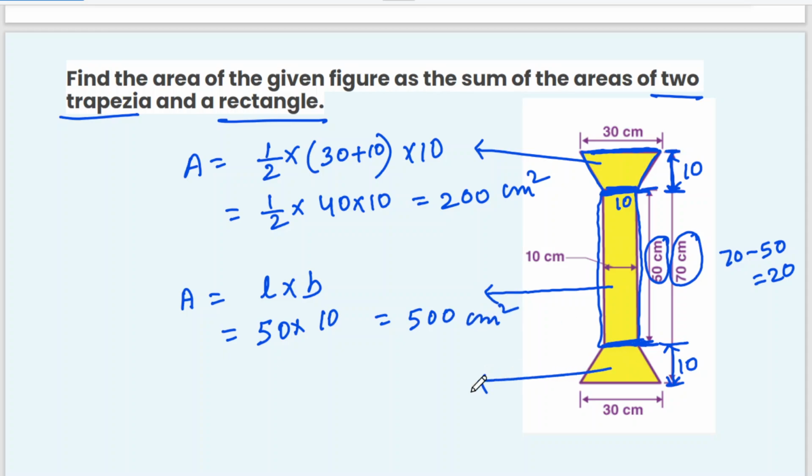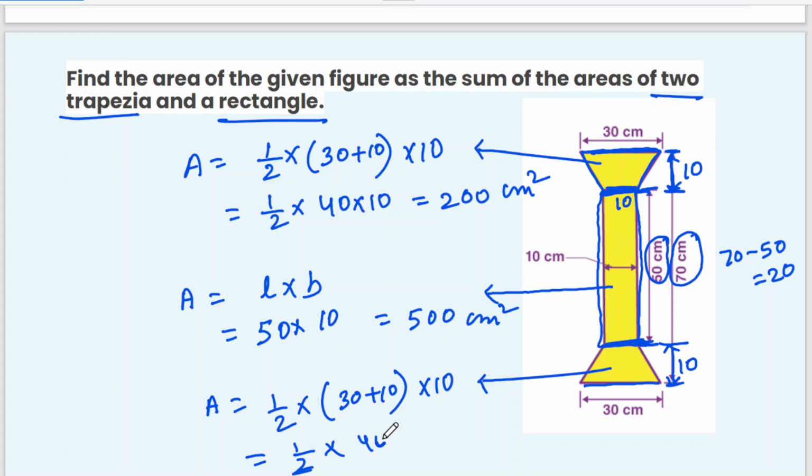In the similar way, we can find the area of this trapezium also. So this is also half into same. See, this is 30, this is 10, and height is also 10. So 30 plus 10, sum of the parallel sides into height. It will also give you half into 40 into 10. So it is 200 centimeter square.